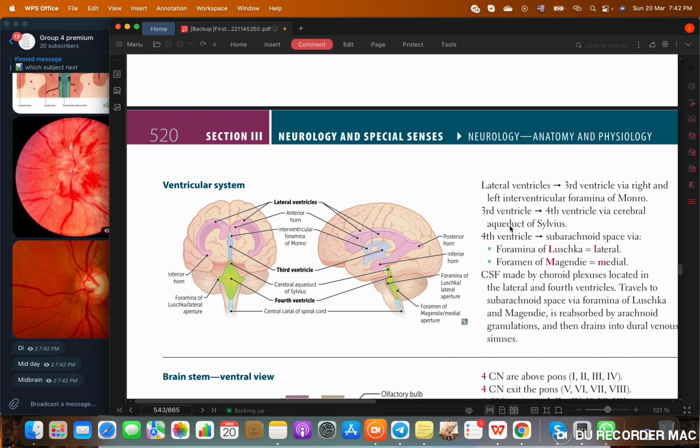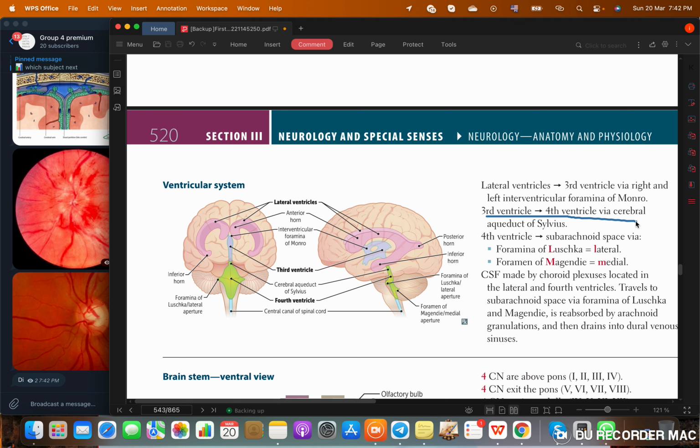And the next structure, the third ventricle, goes to the fourth ventricle via the cerebral aqueduct. So where is the cerebral aqueduct located? Within which part of the brain is the cerebral aqueduct located?